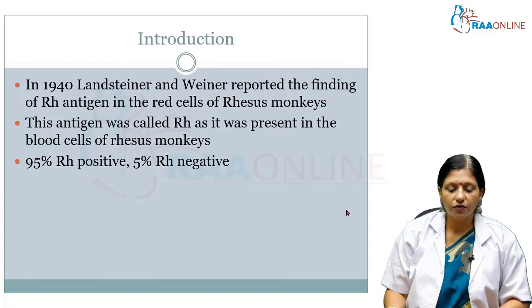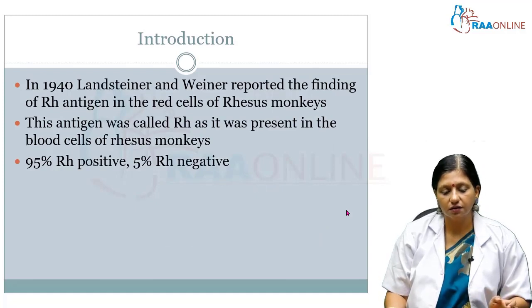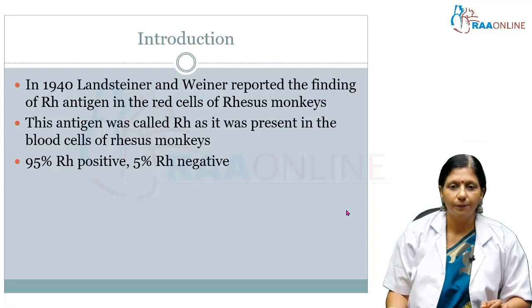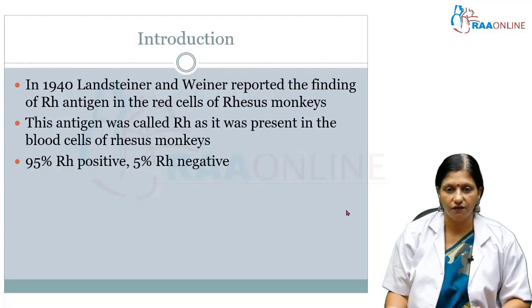So the blood groups were first designated in 1940 by Landsteiner and Wiener, and they discovered the blood groups and found the Rh antigen in the red cells of the Rhesus monkey. That's why D antigen is also called the Rh antigen. And 95% of our human population is Rh positive, whereas 5% of the human population is Rh negative.